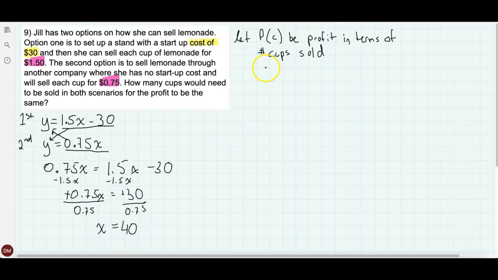X is, or I guess it's kind of like C here, the number of cups sold. All right, so we know that's 40. And does that answer our question? How many cups would need to be sold for both scenarios, and what would the profit be for that? Well, what would the profit be? Well, we could go ahead and find out what that is. So the cups sold would be 40, and the profit, let's find out what that is.